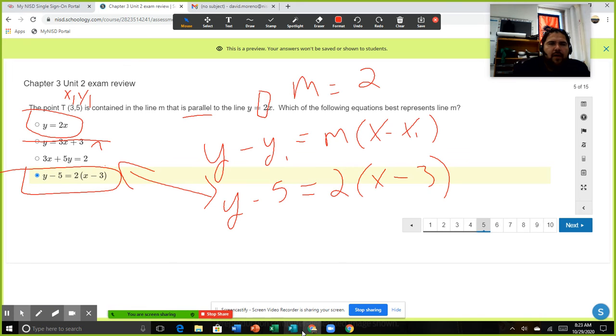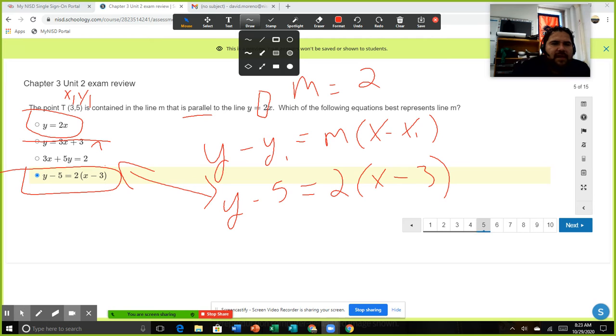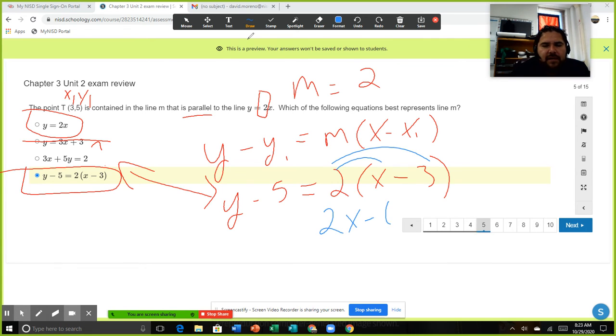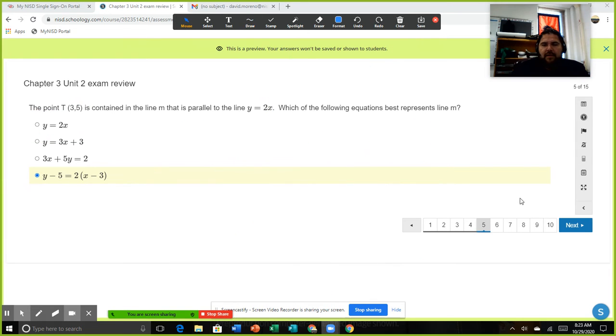Okay. If you wanted to, you can keep on going to check and see if this is correct. See if it's the same line, right? Distribute. You're going to get 2x minus 6, so y minus 5 equals 2x minus 6, plus 5 on both sides. You're going to get the line y equals 2x minus 1, which is not up there, right? Okay. All right. So let's go on to number 6.